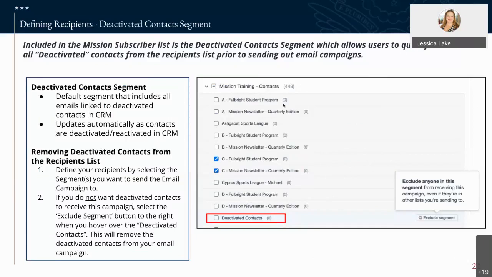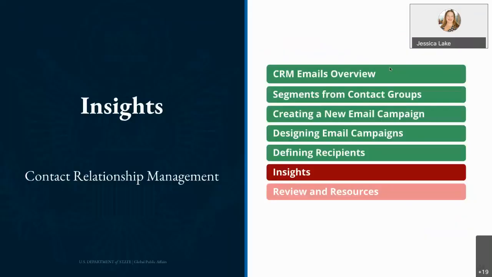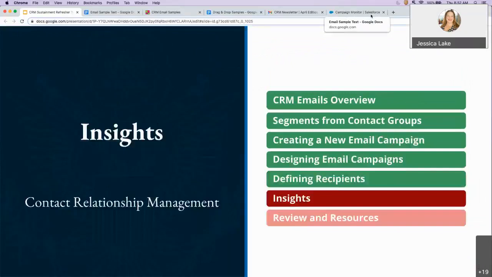So this is important though. Deactivated contacts is a segment. So you want to make sure that you exclude them from your email effort so they don't receive it. After you've selected the contact group mailing list or the segments that you want, you click exclude segment. If you hover over the list, you can see this pop up, exclude segment, and that's what you want to select.